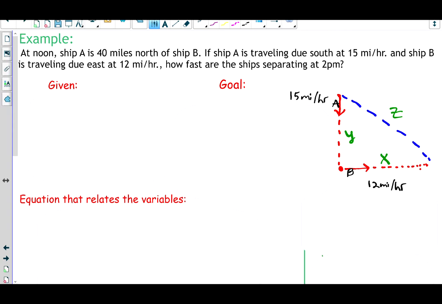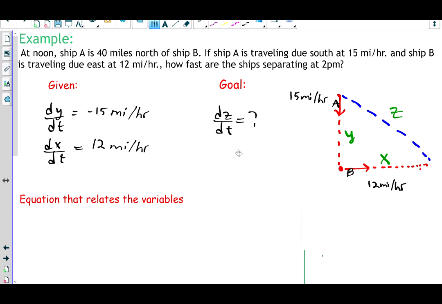So again, we have a right triangle situation, so don't be surprised if we resort to using the Pythagorean theorem again. But let's start by writing what's given and what the goal is as a derivative. Given dy/dt, that's the rate of change, but notice that distance is getting smaller over time, so dy/dt will be negative 15 miles per hour, whereas dx/dt, that distance is getting larger over time, is positive 12 miles per hour. And the goal is to find dz/dt, the direct distance between them. dz/dt equals what?